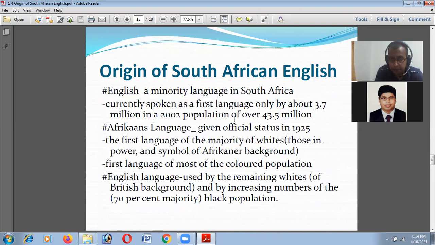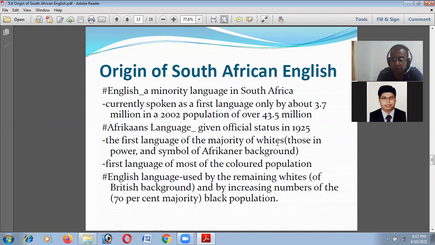English is a minority language in South Africa, currently spoken as a first language by only about 3.7 million out of a 2002 population of over 43.7 million. So this is the first language. So below 5% of people in Africa speak English.